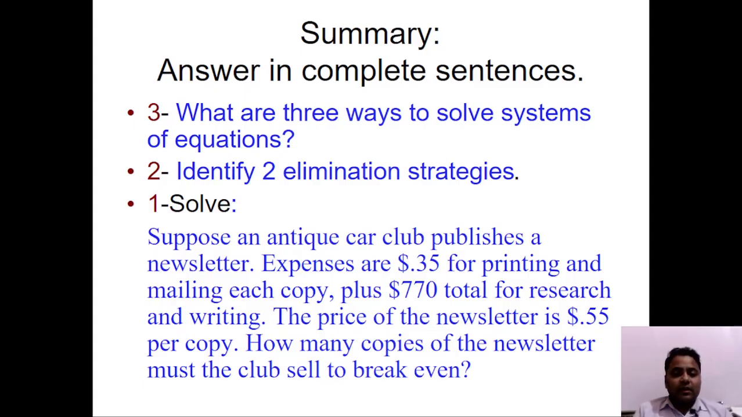Suppose an antique car club publishes a newsletter. Expenses are $0.35 for printing and mailing each copy plus $770 total for research and writing. The price of the newsletter is $0.55 per copy. How many copies of the newsletter must the club sell to break even? You have to solve this question.